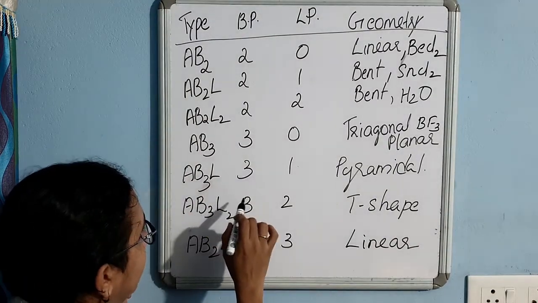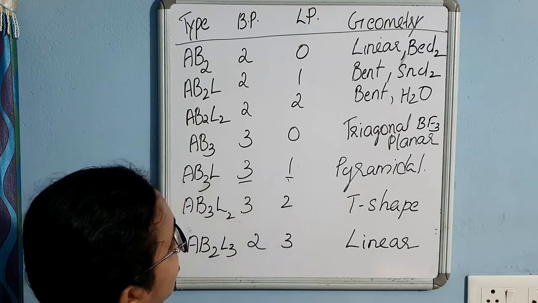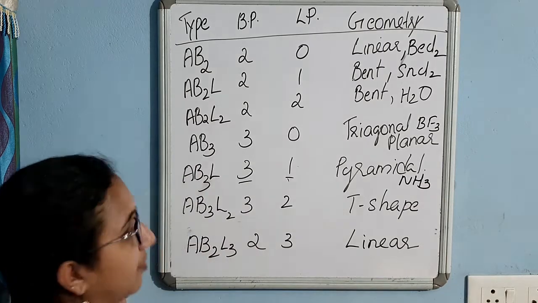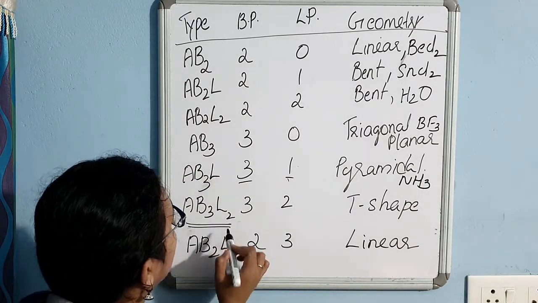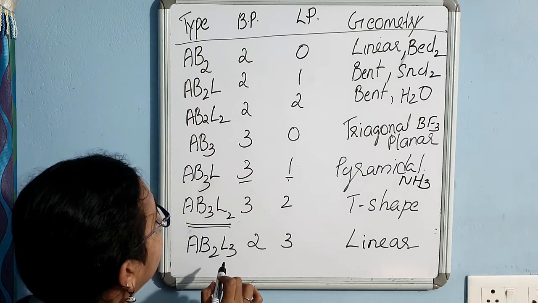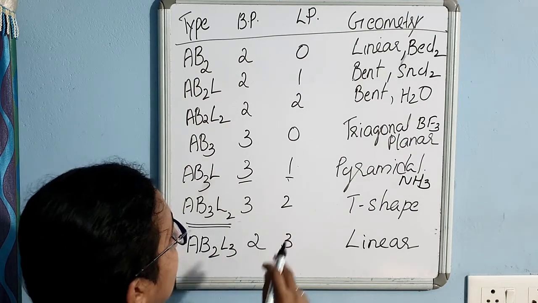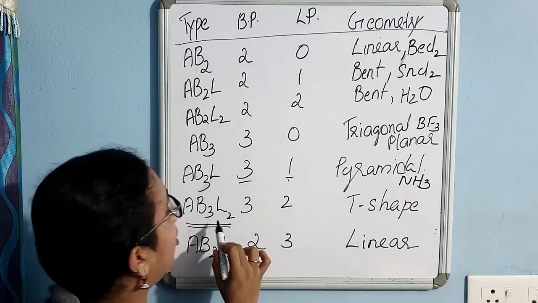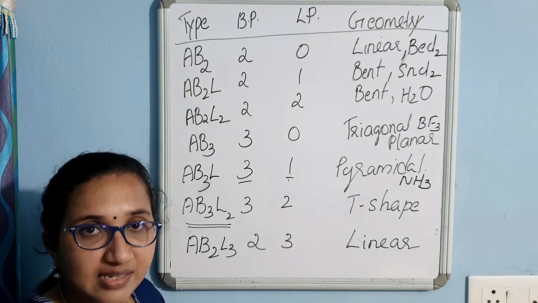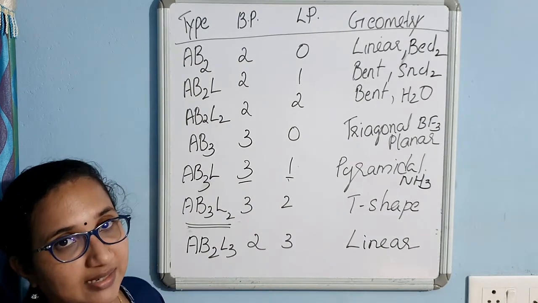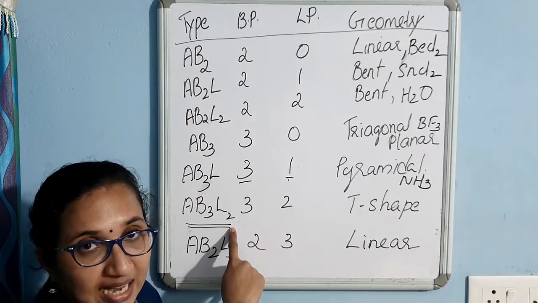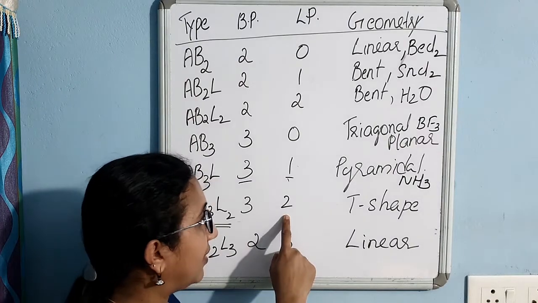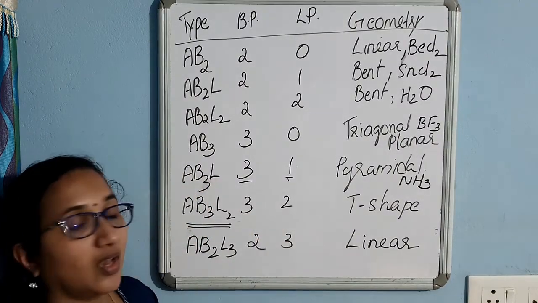And for AB3L type, that is 3 bond pairs and 1 lone pair, we have the example ammonia molecule, and the geometry is pyramidal. And another type is AB3L2. This AB3L2 we didn't actually discuss in the hybridization part. This is 3 bond pairs and 2 lone pairs. We can derive it in the same way we have done for sp3d hybridization. Here also it is sp3d hybridization. We will have 5 hybrid orbitals, but 2 are having lone pairs and 3 are having bond pairs.